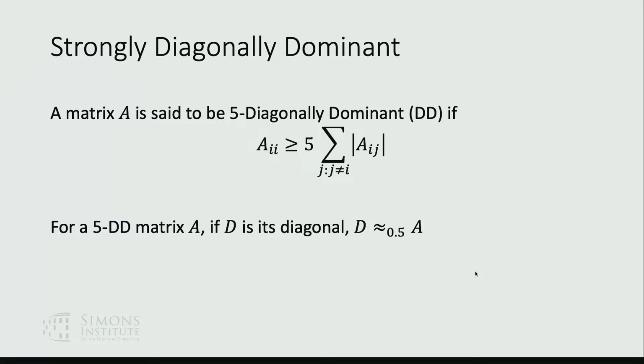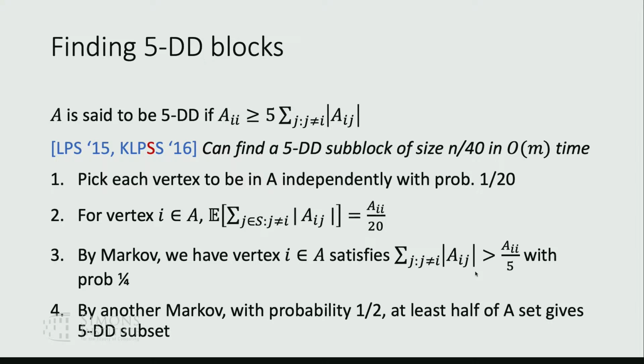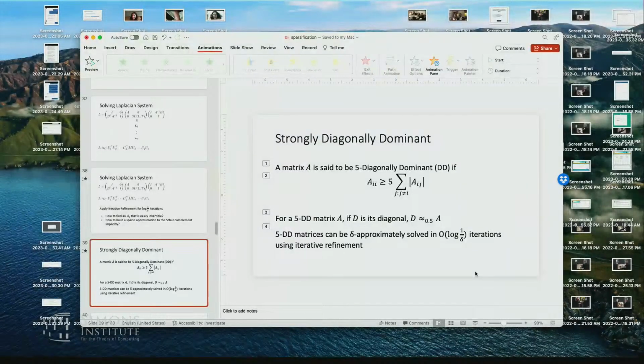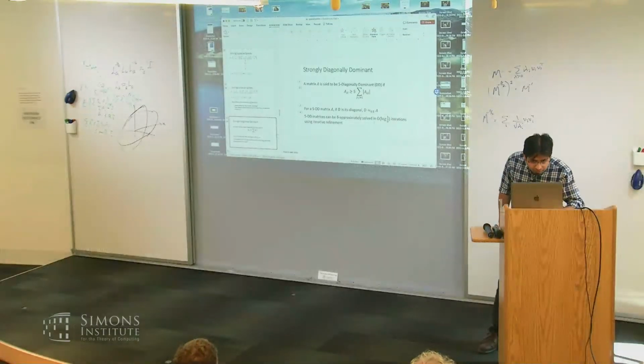But this is great because my diagonal is easily invertible. So I can use it to do refinement again. This means that if I can find a large 5DD matrix, I can invert it quickly. And that will be an answer to what are my A's, which can be solved using iterative methods. What I need to show you is that you can quickly find large submatrices of the Laplacian that are 5 diagonally dominant.